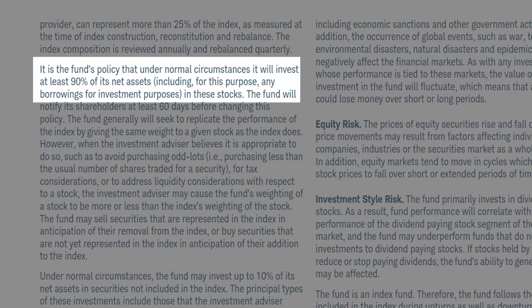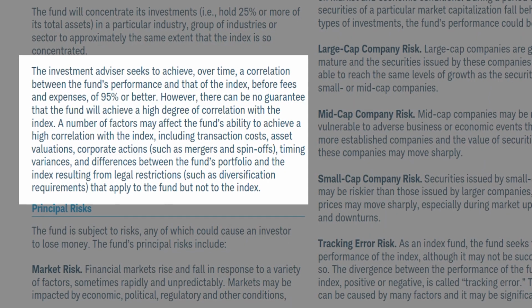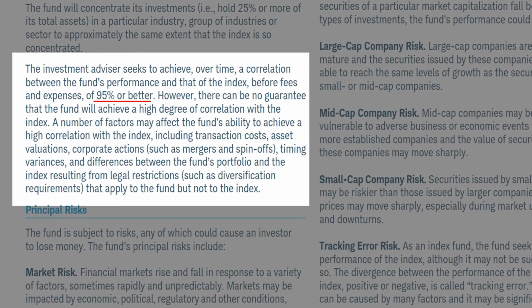So here's where SCHD deviates from the index sum. Their stated goal is to invest at least 90% of the net assets into these stocks. They're giving themselves some flexibility here to adjust as needed based on the circumstances and subject to the discretion of the fund manager. Using an index doesn't mean you have to follow it perfectly. In fact, they come out and say that their goal is to match the index with 95% correlation. So what does that at all mean?